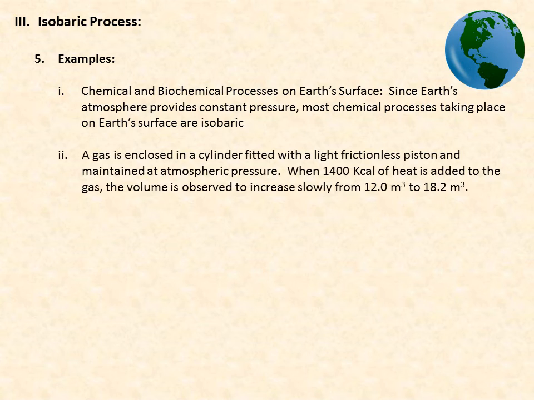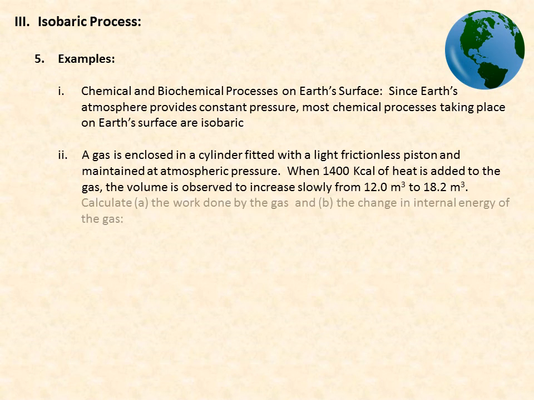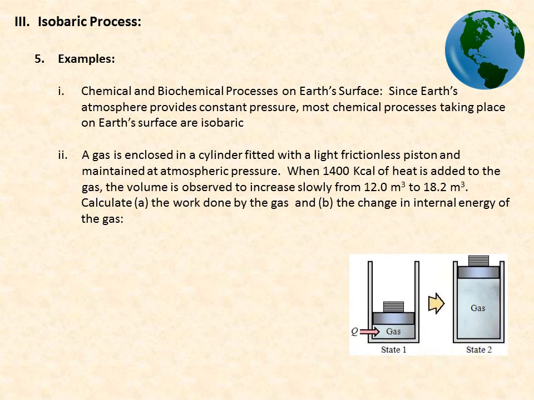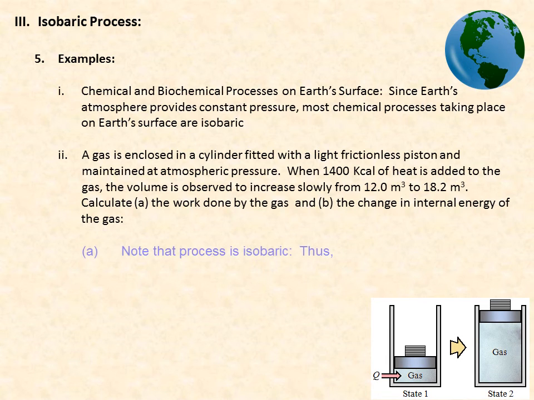A more quantitative example here: if we look at a gas that is enclosed in a cylinder fitted with a light frictionless piston and maintained at atmospheric pressure, once again that piston simply being free to move up or down, what happens when we add 1400 kilocalories of heat to the gas? Well, as you would expect, the volume is going to increase. That piston is going to move outwards, and we're told here the volume changes from 12 cubic meters to 18.2 cubic meters. We're asked to calculate two things. First of all, the work done by the gas, and second of all, the change in the internal energy of the gas. So we note here the process is isobaric.